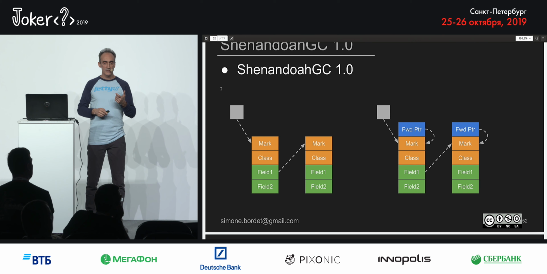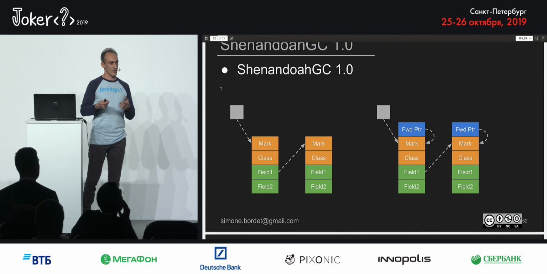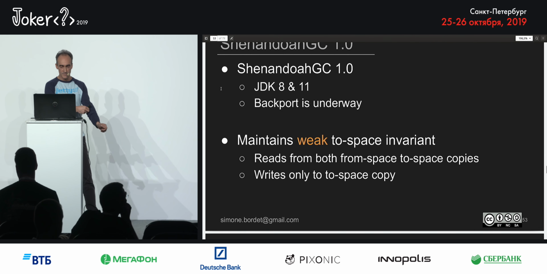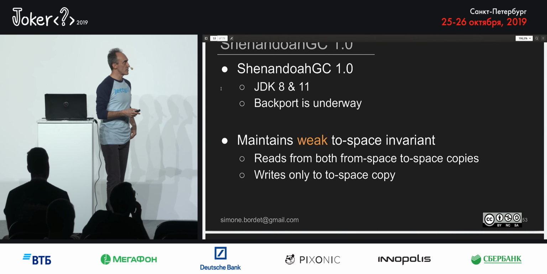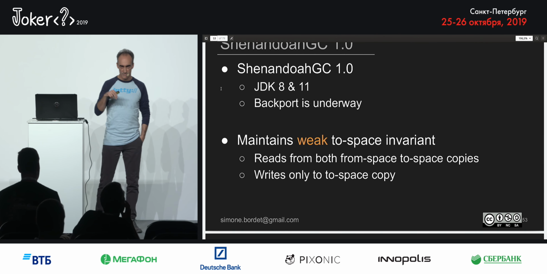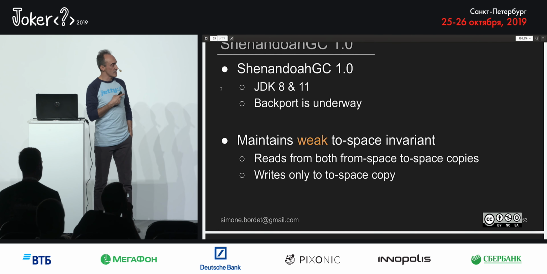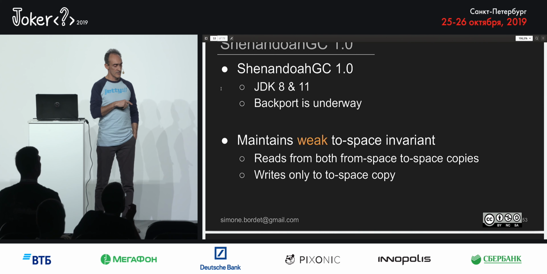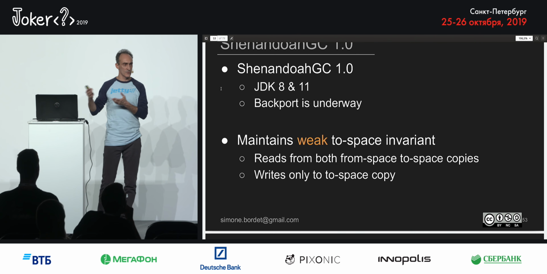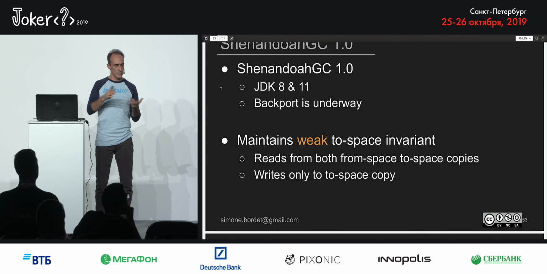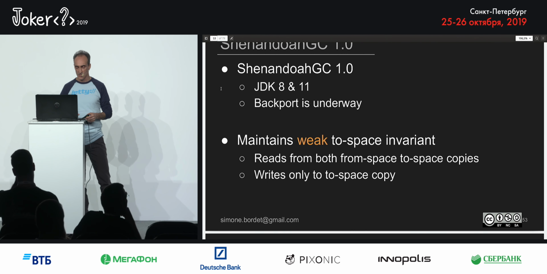All right, so there's an additional word basically before any object. I'm talking about Shenandoah 1.0 because it is still, as of today, the version of Shenandoah that you will find in the JDK 11 and 8 backports. There is a backport underway to take Shenandoah 2.0, which we will see in a few slides, back into 11 and 8. But for now, it's still Shenandoah 1.0.